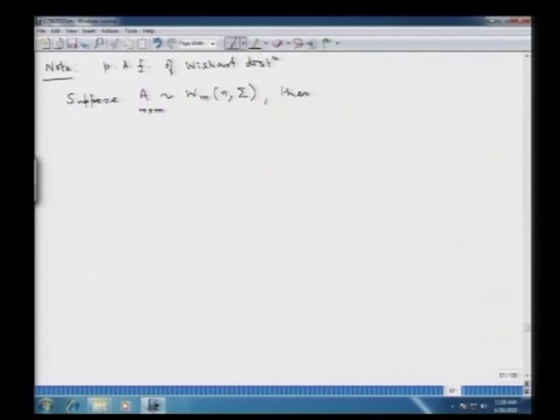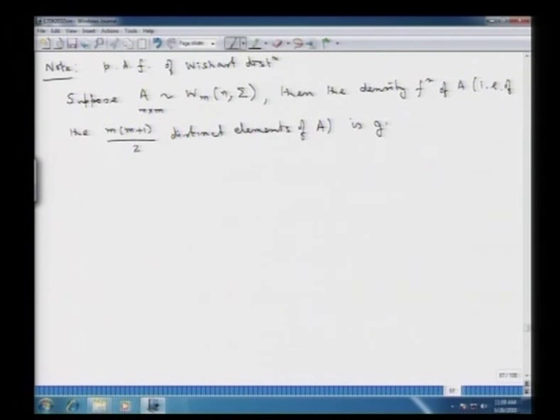So, let me write this. Then the density function of A, that is of the m into m plus 1 by 2 distinct elements of A, is given by the following expression. I will just write it.